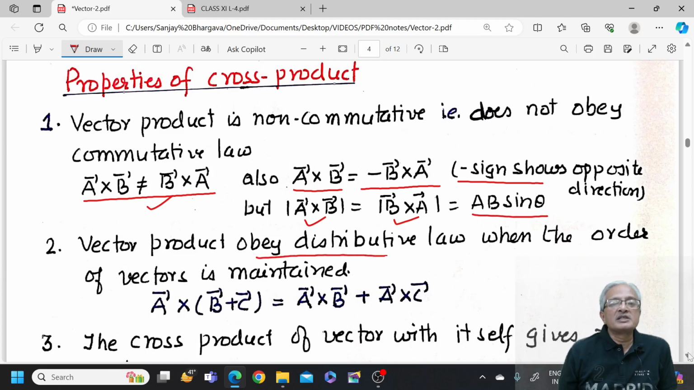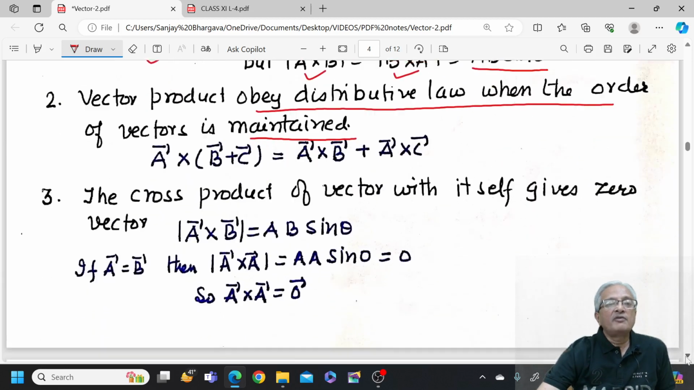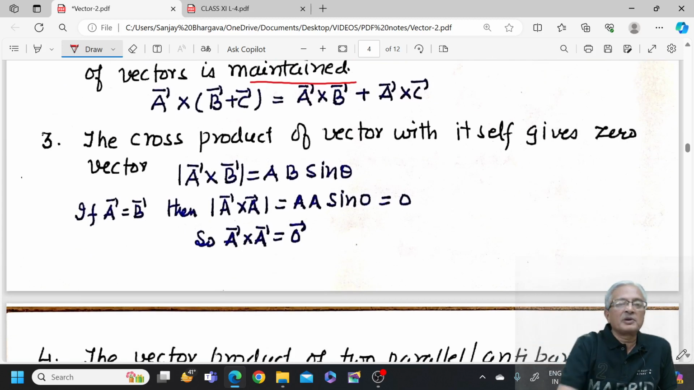The vector product obeys the distributive law when the order of vectors is maintained. So here we can write A vector cross (B vector plus C vector) would be equal to A cross B plus A cross C. You have to maintain order. Whichever vector comes first has to come first only.